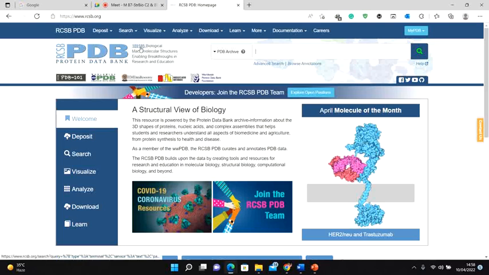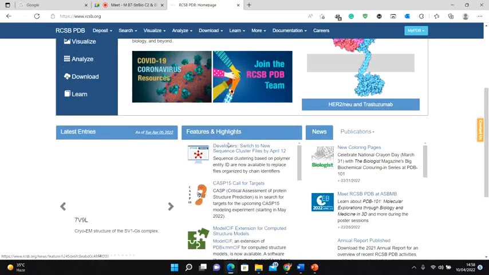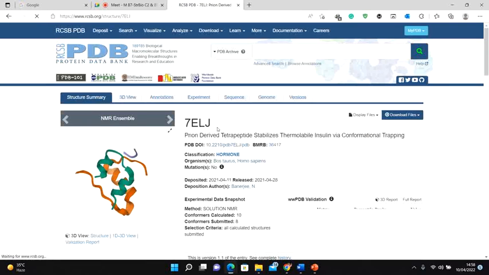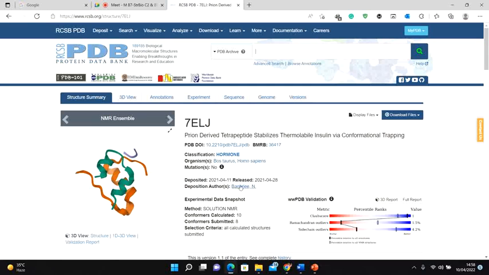Okay. So this is the database where every time a particular protein structure is solved, mind it, experimentally, if it is solved, it is deposited into this particular database. Okay. For example, let me show you. So this is one of the proteins. Okay. This is one of the proteins whose structure I have determined.